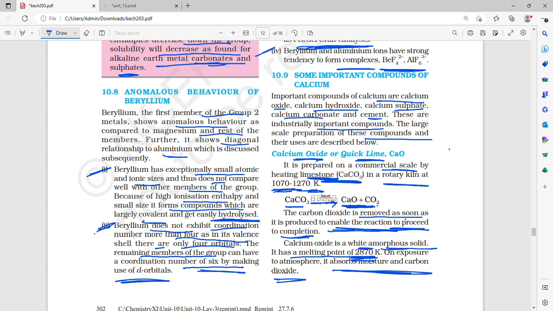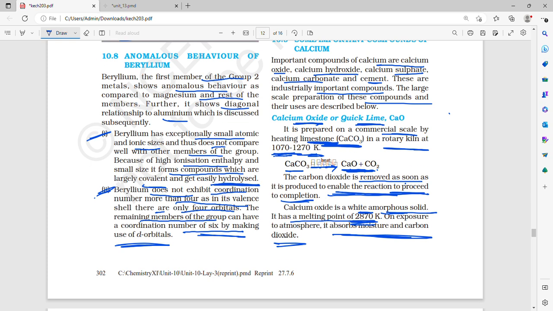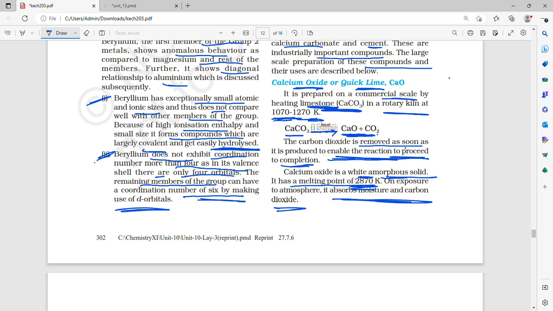Some important compounds of calcium are calcium oxide, calcium hydroxide, calcium sulfate, calcium carbonate, and cement. They are industrially important compounds, and the large-scale preparation of these compounds and their uses are described below. Firstly, calcium oxide, CaO, also called quicklime.